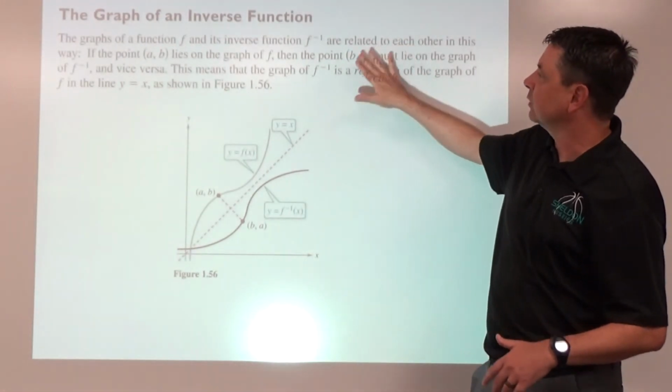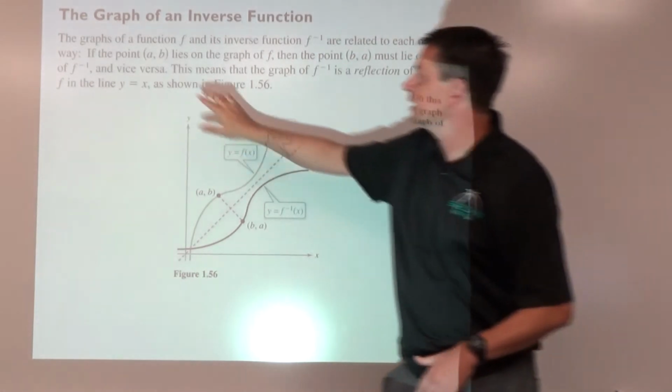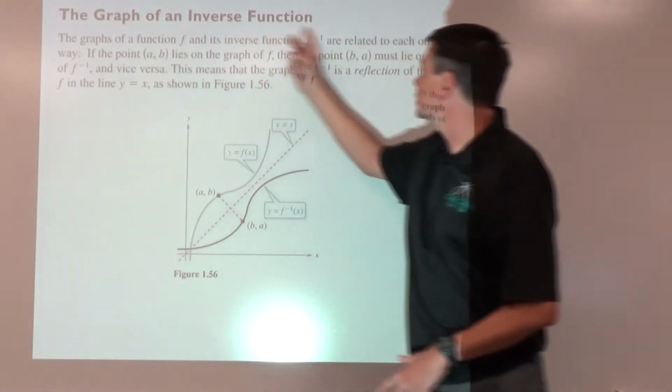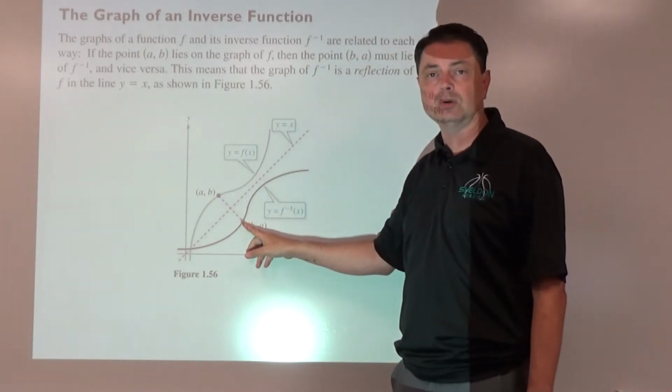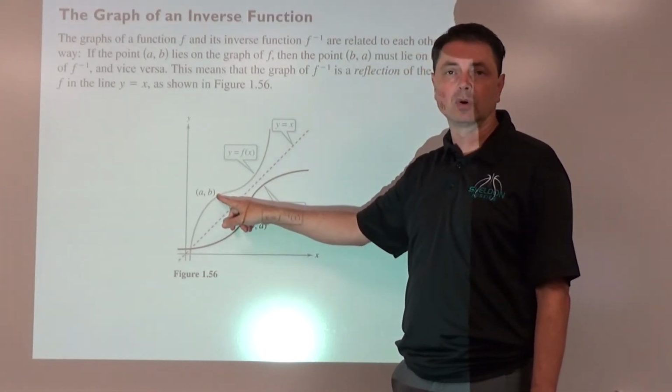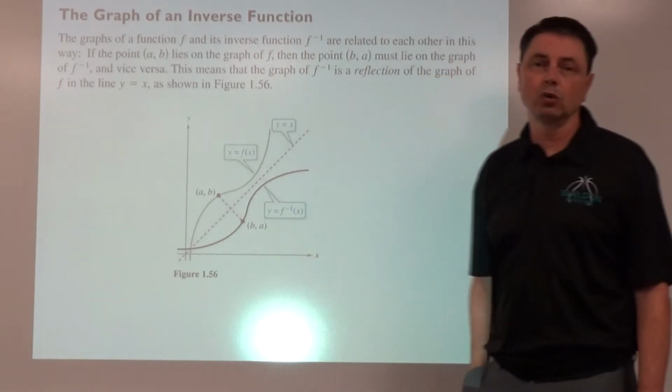And the easy way to do that is go point by point, just take the coordinates and switch them. So if we've got over here, let's say this is 4, 2, and that's going to be 2, 4. All you have to do is reverse the coordinates.